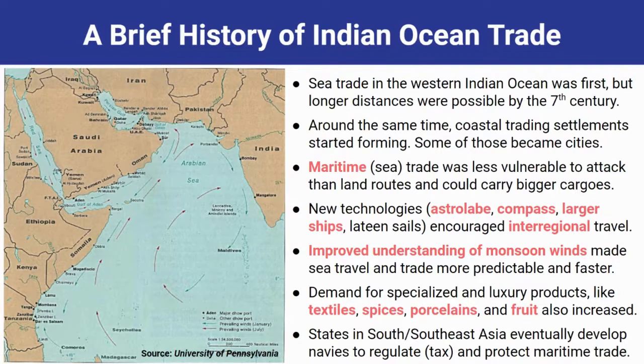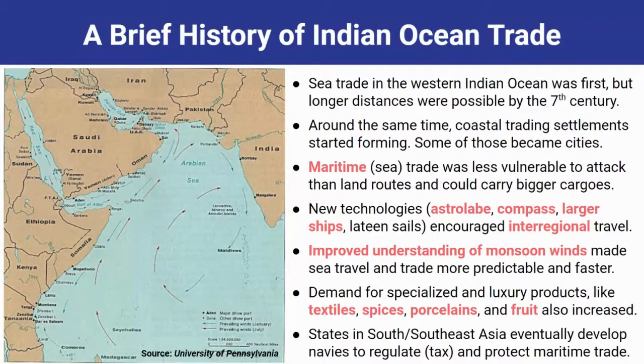New technologies, like we talked about the astrolabe and the compass, but also things like just building bigger ships and lateen or triangular sails, allowed those distances to become further. Again, we're talking about inter-regional trade and travel, that is trade and travel between different regions, not within the same. That would be intra-regional. Also, as we understood monsoon winds better, we were able to use them to improve trade as well.